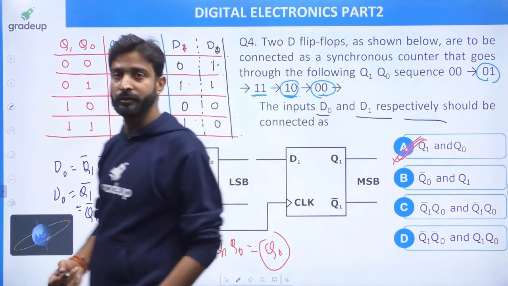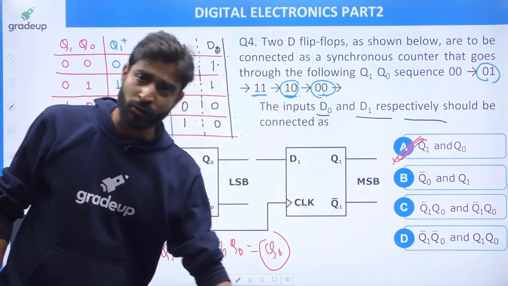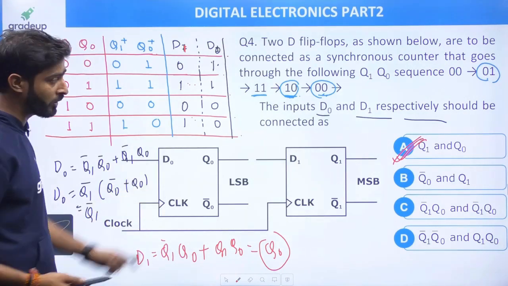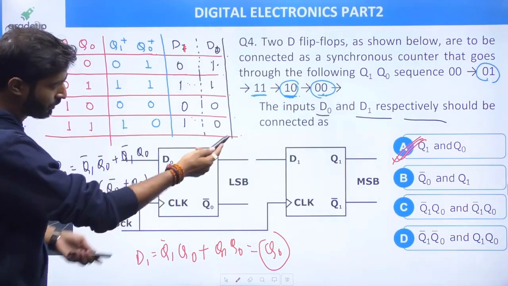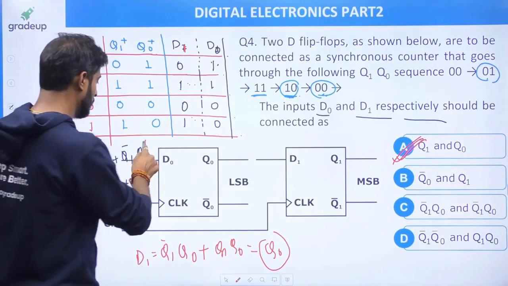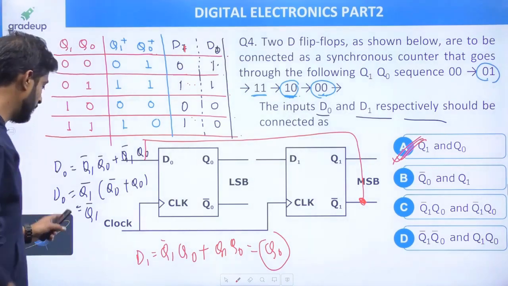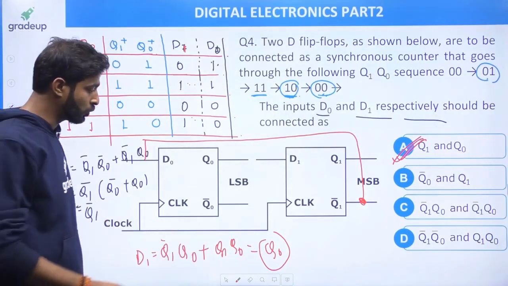Q1 bar and Q naught. Right? Everybody has given the correct answer, right? Very good. So this type of question we can also expect. So D naught we can connect to the Q1 bar for this sequence counter, and D1 should be Q naught.